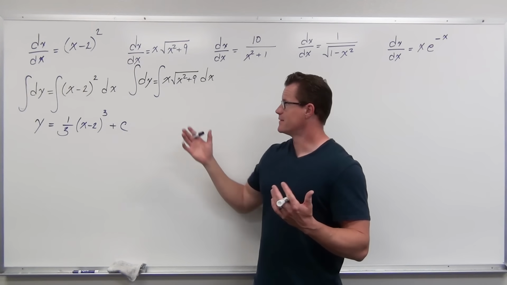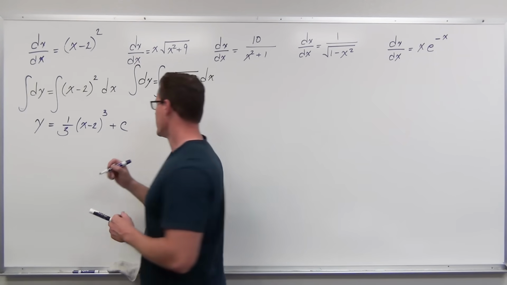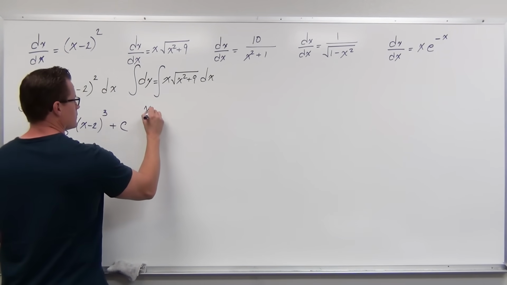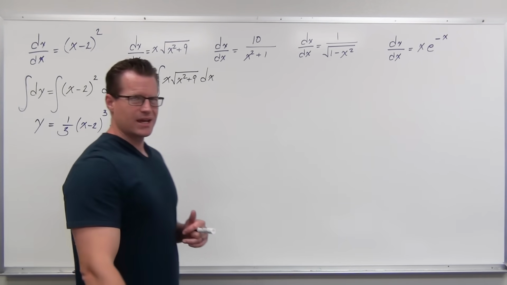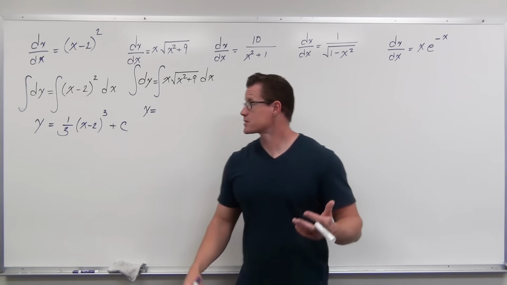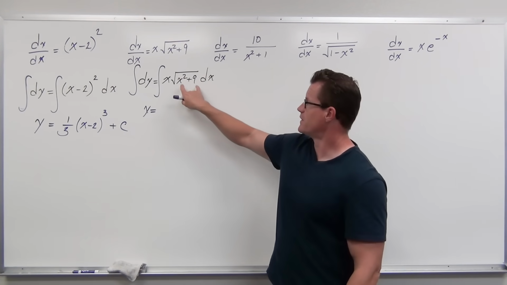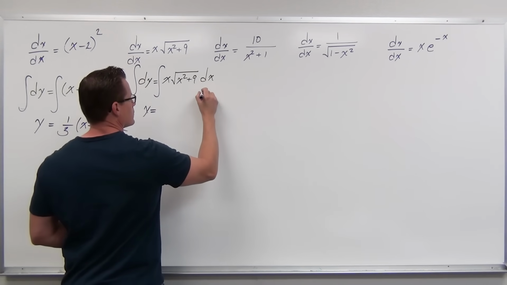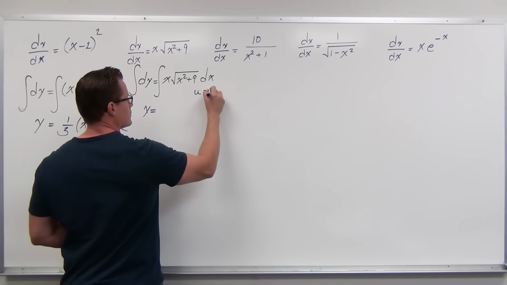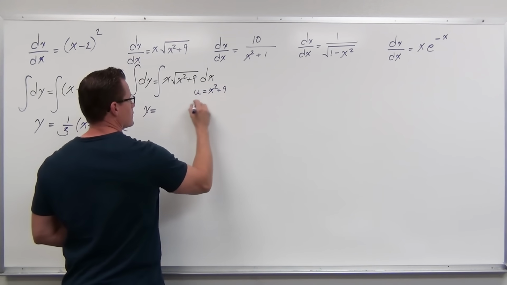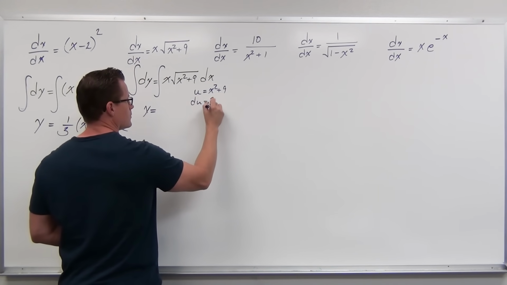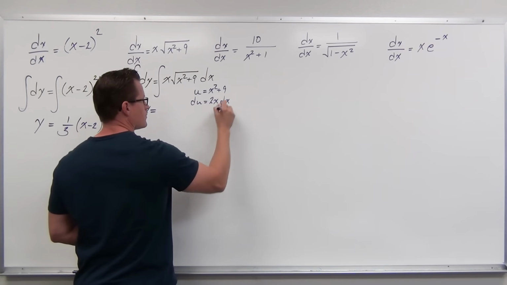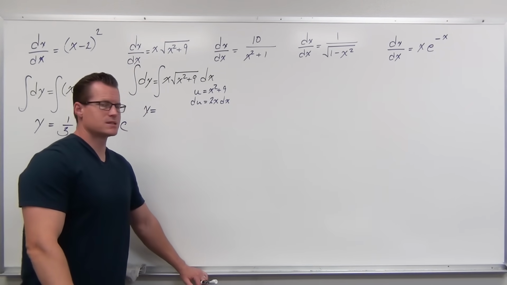Now, on the left-hand side, this is great. This is just going to be y. On the right-hand side, we'll have to have something else. This looks like a u sub to me. So if I take this as my u, then du equals 2x dx.